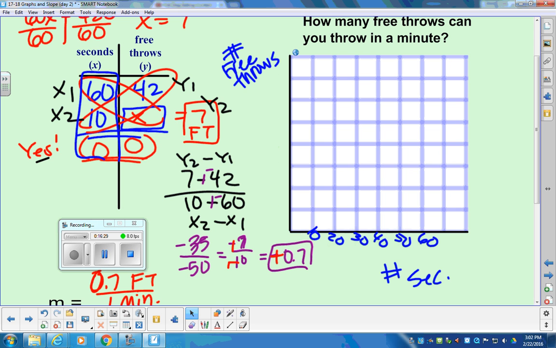Okay, so our free throws range from 0 to 42. So I think I might even go by sevens because that's kind of our range. So 7, 14, 21, 28. I'm just going by the numbers that I see here, the pattern that's there. 35, 42.